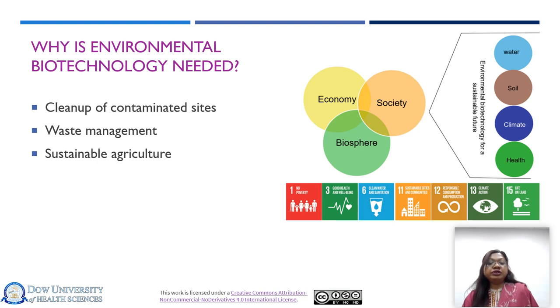The next approach is sustainable agriculture. Environmental biotechnology can be used to improve agricultural practices by enhancing soil health and promoting sustainable crop growth. Microorganisms can be used to fix nitrogen and other essential nutrients in the soil, increase crop yields, and reduce the need for synthetic fertilizers and pesticides.